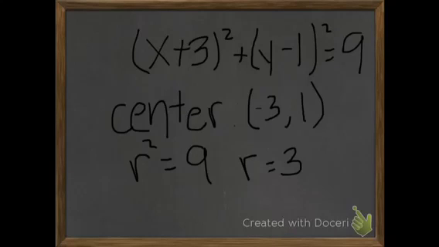Here is the equation we're going to work. (x + 3)² + (y − 1)² = 9. The center is going to be (−3, 1), and r² is equal to 9, so r is equal to 3. So you're going to go up 3 and down 3 and side to side 3. If you want to do it yourself, just pause it and check.